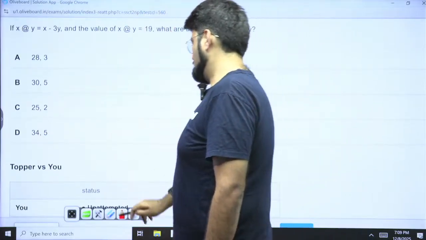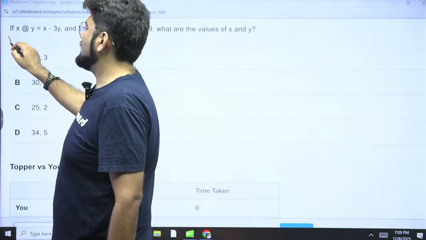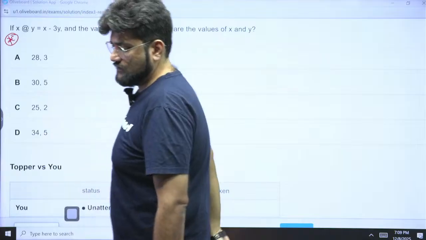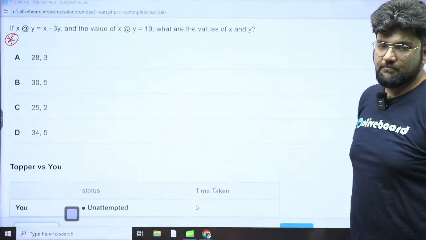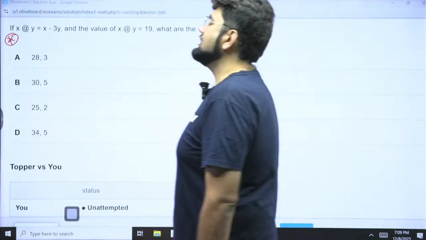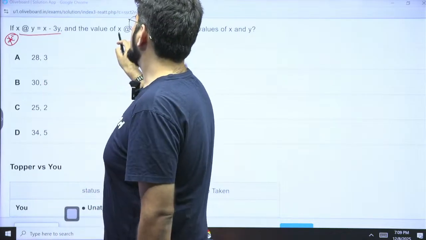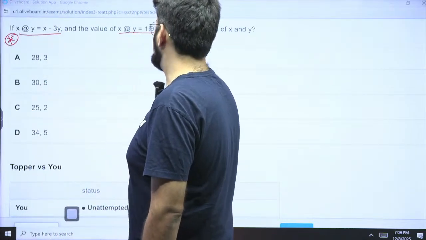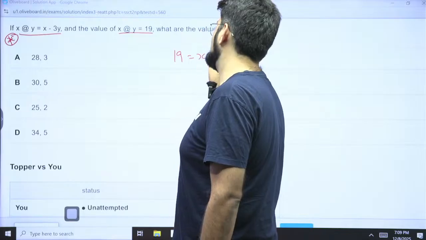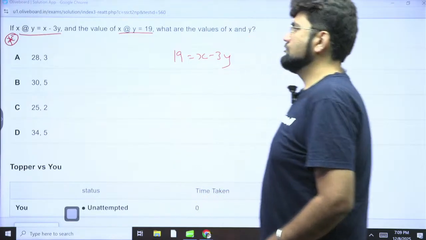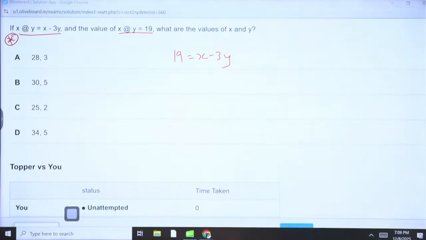This is the first question which I am talking about. I told you that there are two questions today which have gone out of the line, right? This is one of them. What is happening here? It is saying that x at the rate y is x minus 3y. Okay. And the value of x at the rate y is 19. That means 19 is equal to x minus 3y. This is what they are saying. Right? Agreed. They are asking us what are the values of x and y.